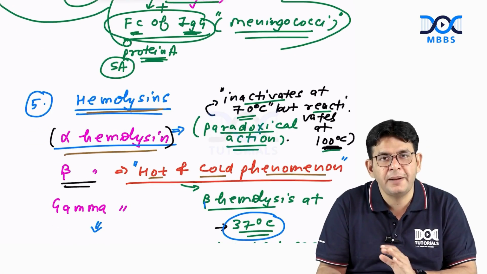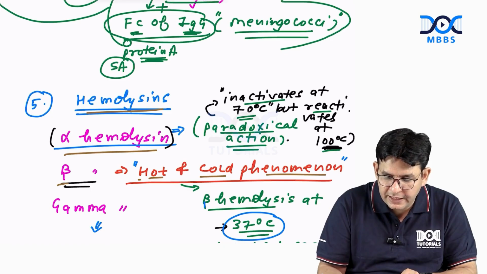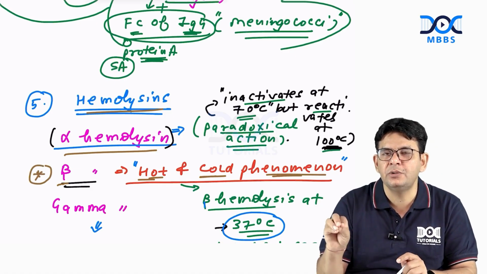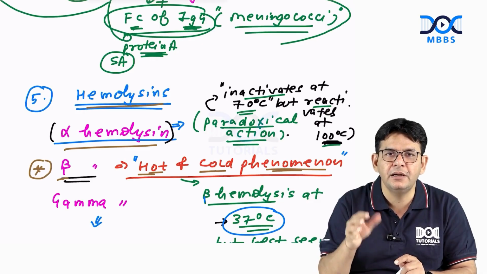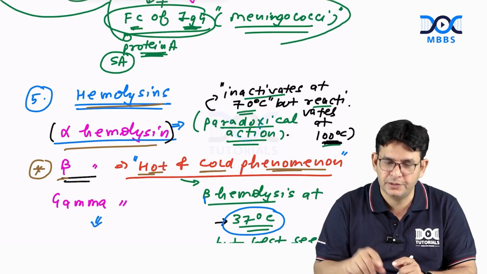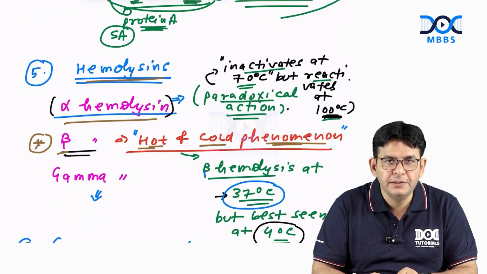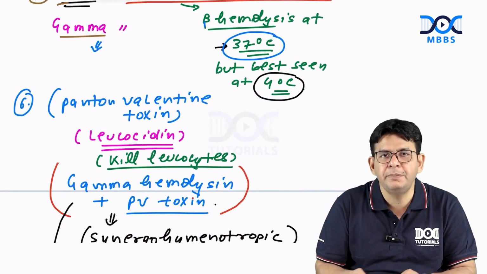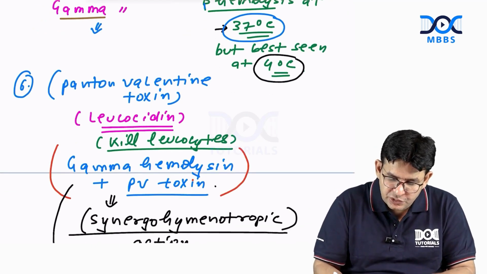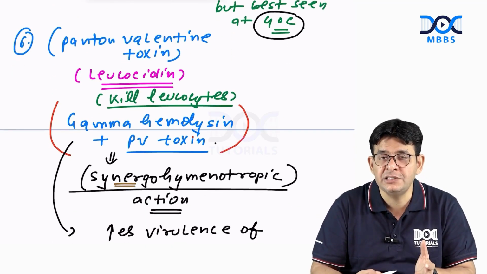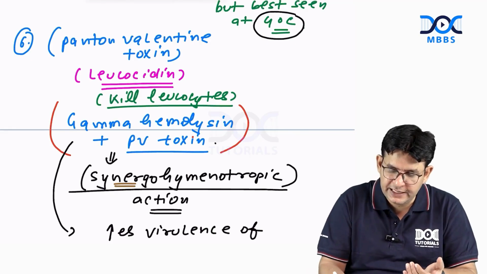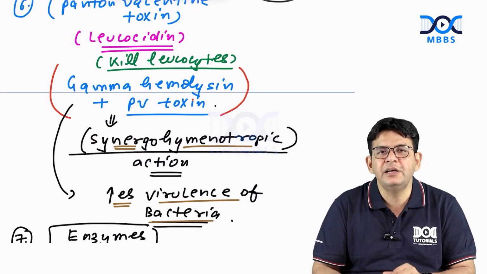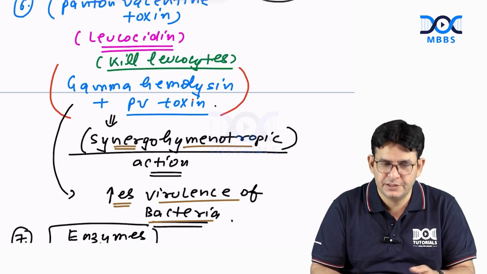Alpha hemolysin shows a paradoxical action. Beta hemolysin shows the hot and cold phenomenon. Let me tell you how to remember this: born beta, hot and cold. That is beta hemolysin, hot and cold phenomenon. Then comes gamma, where there is no hemolysis. The only thing you need to know regarding gamma is that when it mixes with the Panton-Valentine toxin, which is the leukocidin, it shows synergy, and that action is termed synergohymenotropic action. This increases the virulence of the bacteria, obviously Staph aureus.